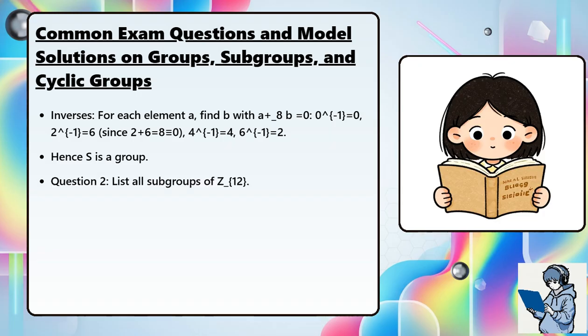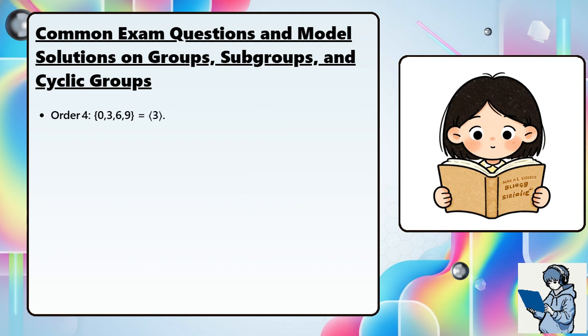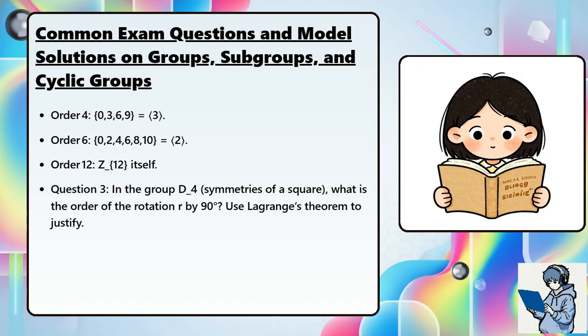Question 2. List all subgroups of Z12. Solution: subgroups correspond to divisors of 12. Divisors: 1, 2, 3, 4, 6, 12. Order 1: the set containing 0. Order 2: the set {0, 6} generated by 6. Order 3: the set {0, 4, 8} generated by 4. Order 4: the set {0, 3, 6, 9} generated by 3. Order 6: the set {0, 2, 4, 6, 8, 10} generated by 2. Order 12: Z12 itself.